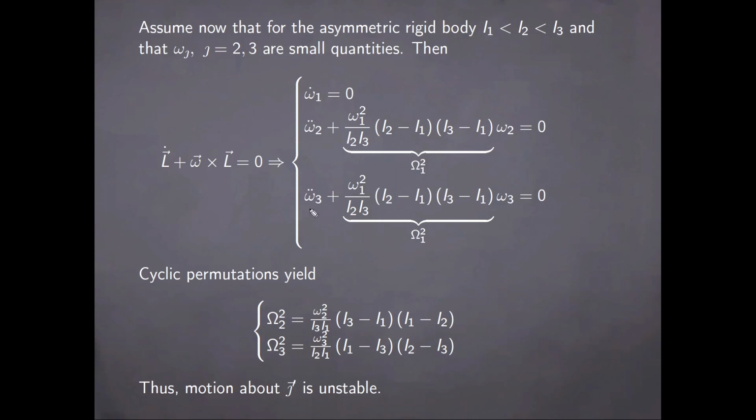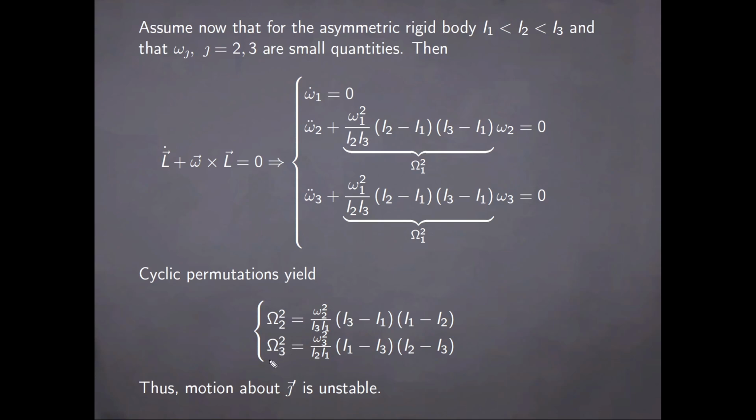And then by cyclic permutations, we can obtain the corresponding squared frequencies for the other two cases. So if we take the dominant component to be the second one and the first and third ones are small, and so on. And what you see is that in the first case, so for the smallest principal moment of inertia, these squared frequencies are positive numbers. So we are describing just simple harmonic motion. So let's say the rotation is stable.